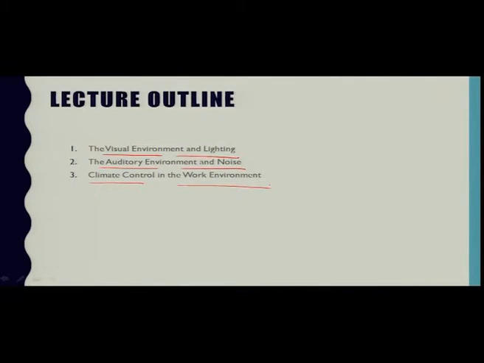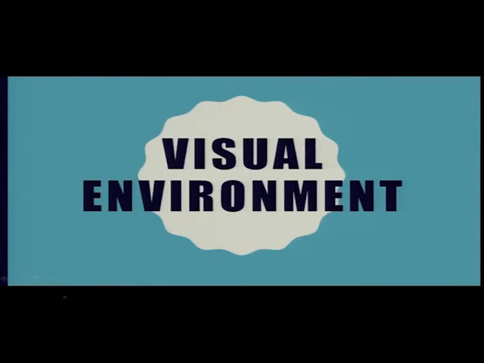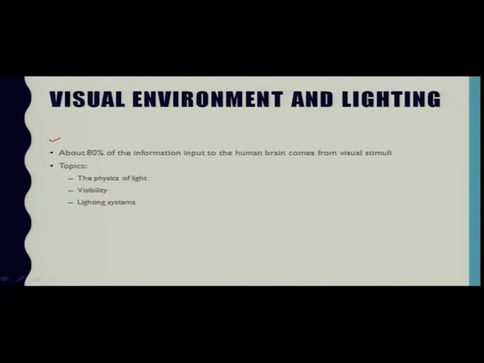Any kind of activity is performed in a certain kind of environment. Here, firstly, we will take the visual environment and lighting. In the visual environment we will learn about the physics of light, visibility and lighting system. So first we will take the topic of visual environment. We understood this fact when we started our discussion on cognitive ergonomics, where we defined human senses and understood that 80% of human information input comes from visual stimuli.